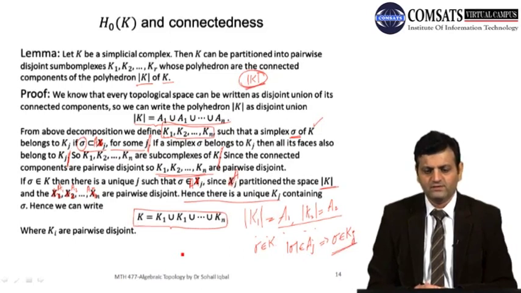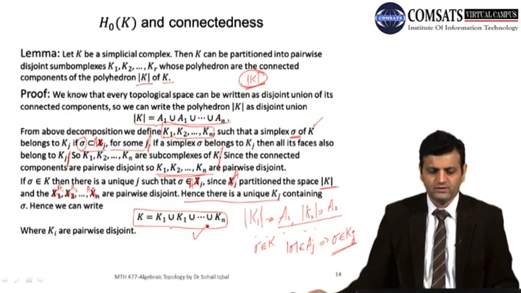In this case we just used a simple result from topological spaces, that every space can be written as a disjoint union of its connected components. So using that, and defining these K1 up to Kn and proving that they are in fact simplicial complexes, K1 is a simplicial complex, K2 is a simplicial complex, up to Kn, and then showing that every simplex of K belongs to one of these Ki's, in other words, this K can be written as a disjoint union of these simplicial complexes or subcomplexes.